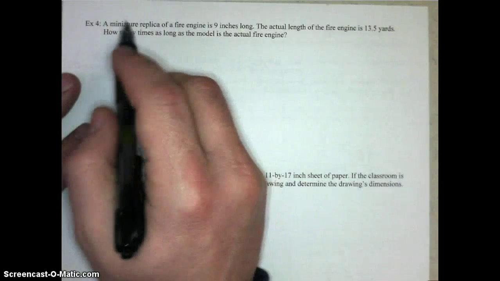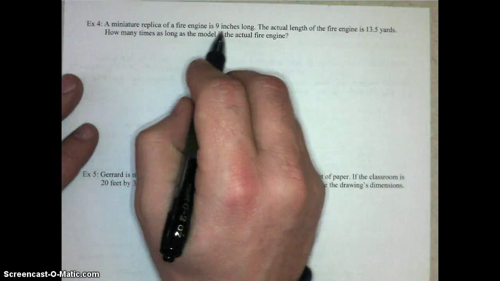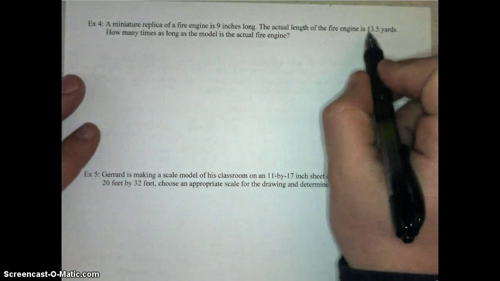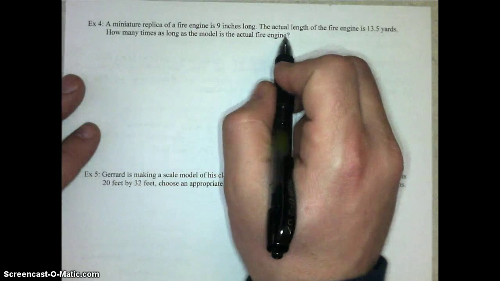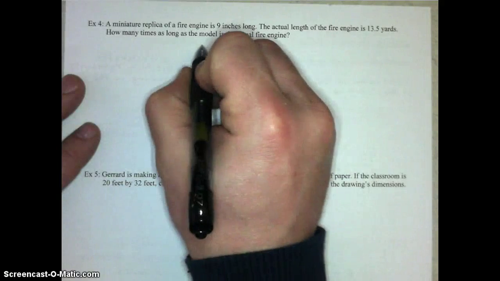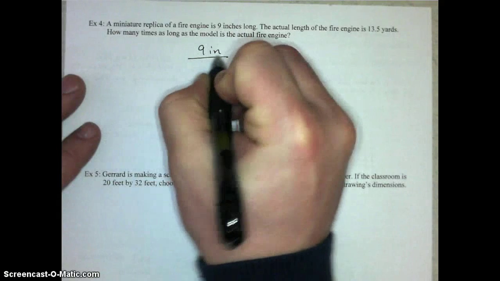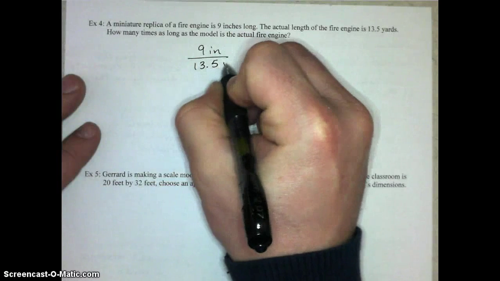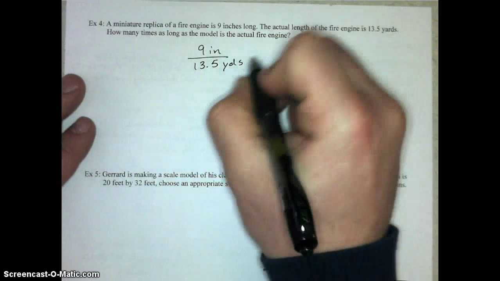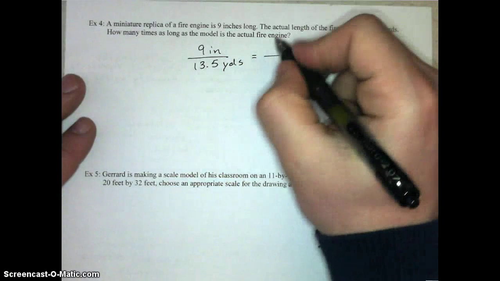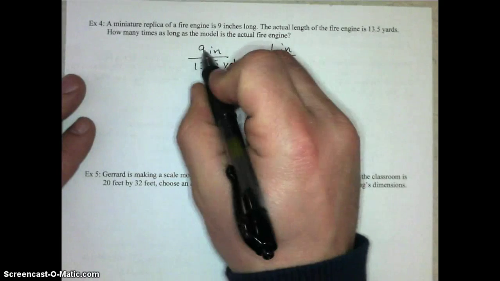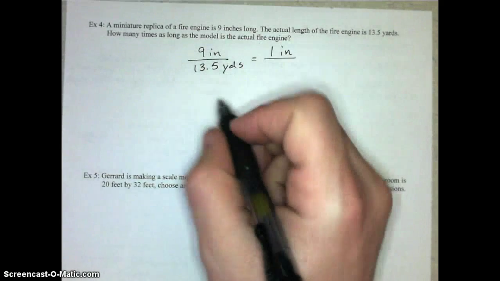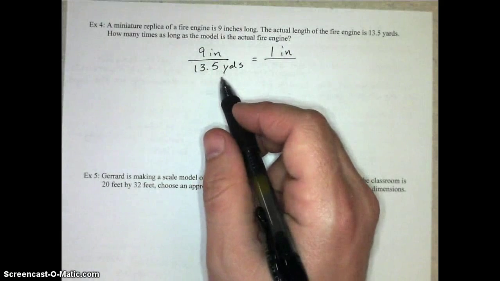Another similar problem, a miniature replica of a fire engine is 9 inches long. The actual length of the fire engine is 13.5 yards. So how many times as long as the model is the actual fire engine? So let's actually write that ratio out. We have 9 inches to 13.5 yards. Okay, and so again, we want to compare that as down to 1 inch, so we're going to divide 9 inches by 9. We need to divide 13.5 by 9 also.